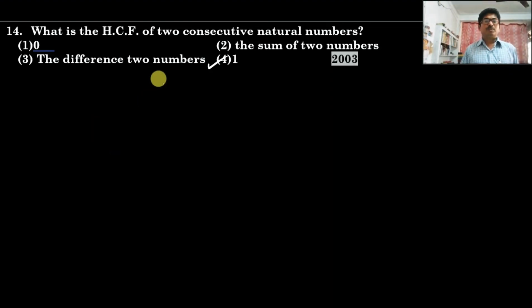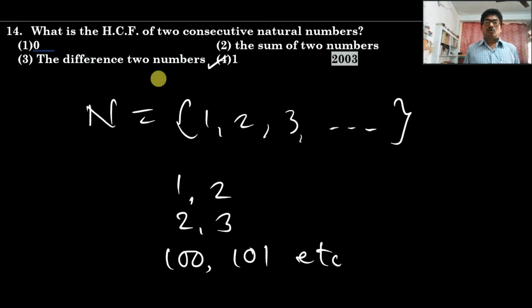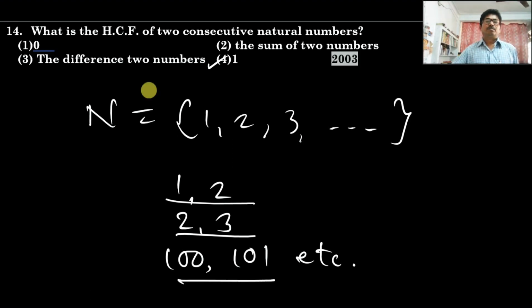Consecutive natural numbers means, we know the natural numbers N is equal to the set of 1, 2, 3 and so on. So in this, 1, 2 is consecutive natural numbers. 2, 3 is also consecutive natural numbers. 100 and 101 also consecutive natural numbers. So for all these, the HCF is 1 only. Without calculating we can say the answer is 1.